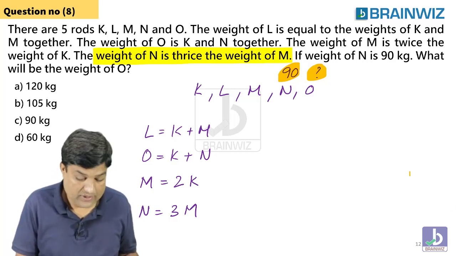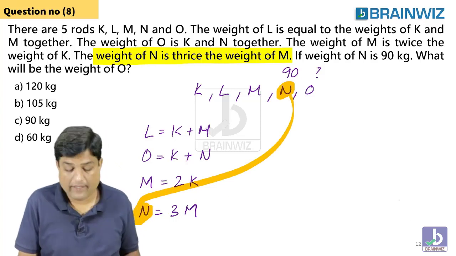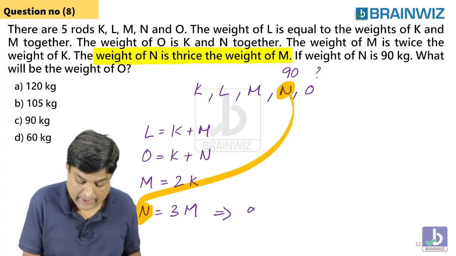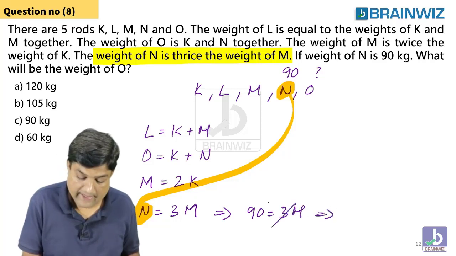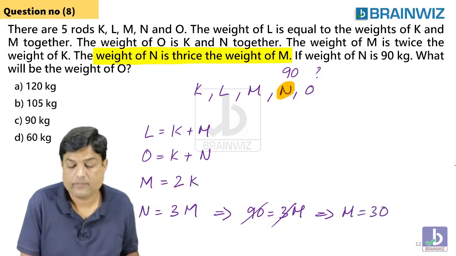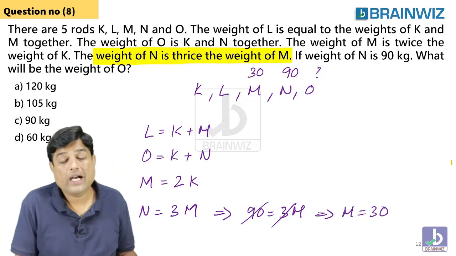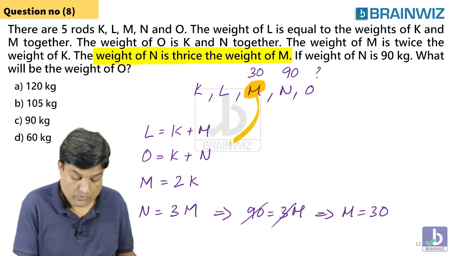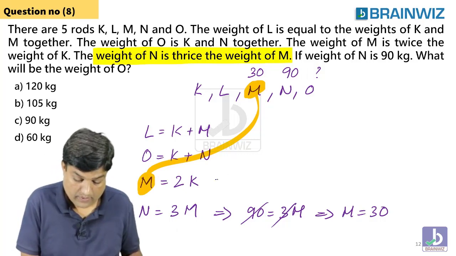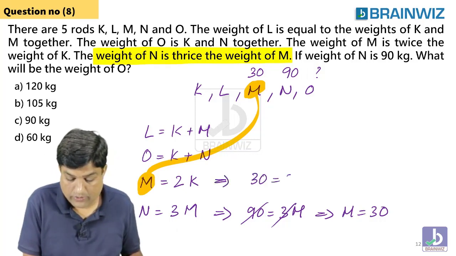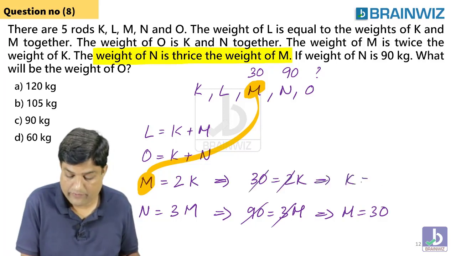So let me just try to substitute this N value here. N value here is 90. 90 is equal to 3 times M. So we can simply say that M value is 30. With the help of N, I got M value, which is 30. Now I'm going to substitute this M value over here and get the K value. 30 is equal to 2 times K. So I can cancel this one and say K value is 15.